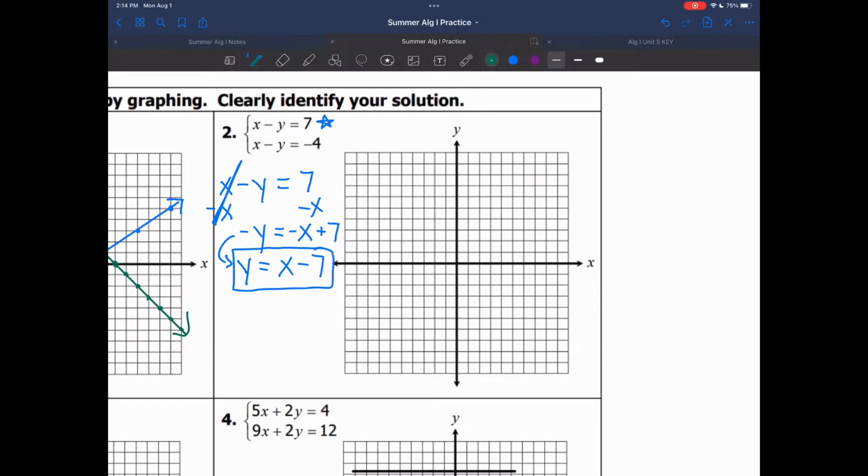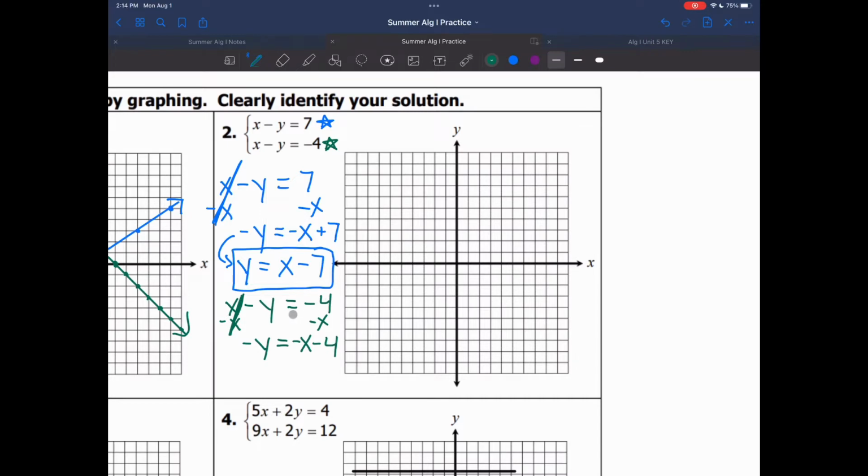Let's get the other one in slope-intercept form while we're at it. Okay, I'll do this one in green. So we've got x minus y equals negative 4. Very similar process. We're going to subtract the x from both sides first. Minus x, those will cancel. We're left with negative y equals, on this side we would write negative x minus 4.